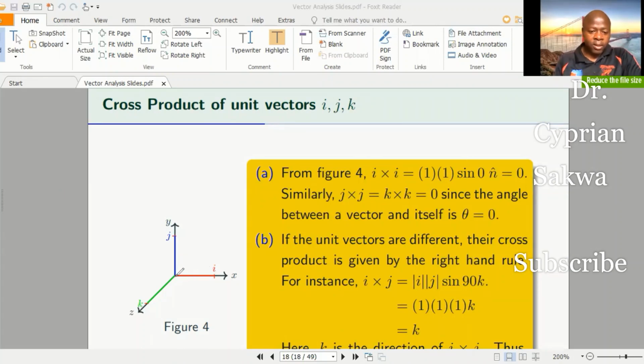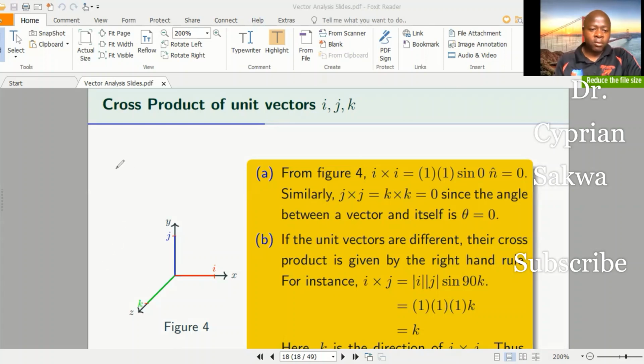The magnitude, the distance from the origin to this point, is 1. And the distance from here to here is also 1. And then the distance from the origin to k there is also 1. So these are unit vectors. Now, what we want to do in this video is to find the cross product of these unit vectors.